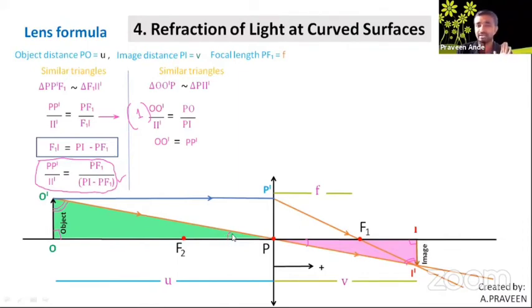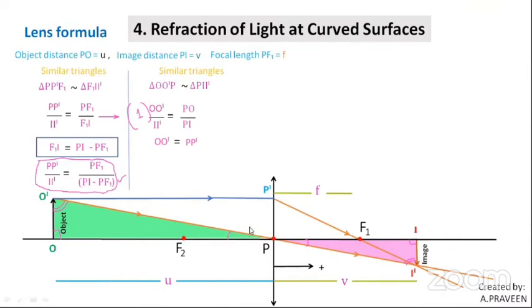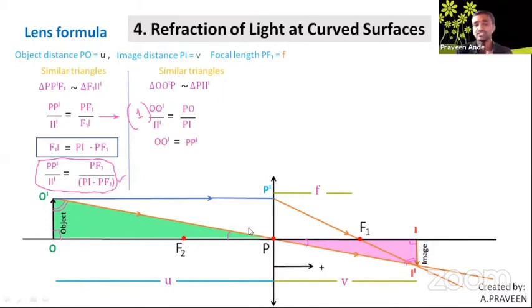Are they equal or different? They are equal. So we will substitute that O'I' is equal to PP' in the above equation we had written previously, O'I' by I'I equal to PO by PI. Let me replace that one. So O'I' is replaced by PP' here, the remaining are the same, I'I is equal to PO by PI.